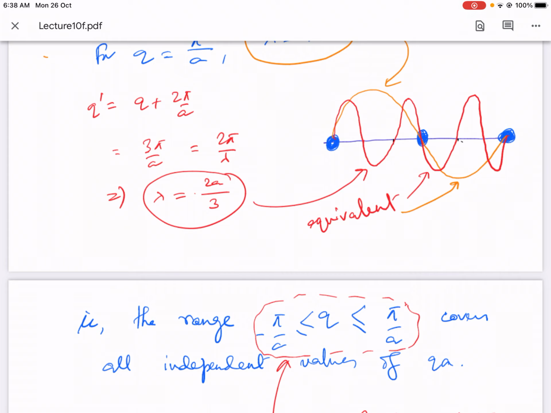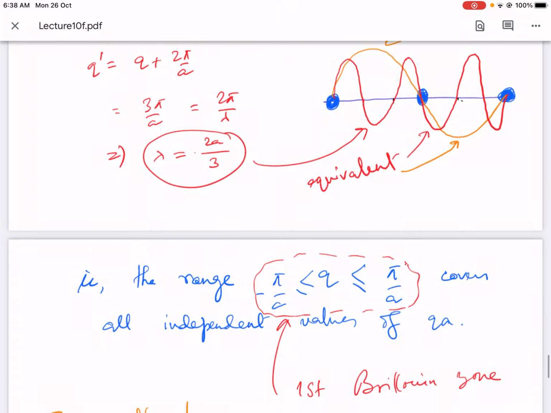So therefore we consider the range q greater than or equal to minus pi by a to less than or equal to pi by a. This is the range of wave vectors which covers all independent values of q.